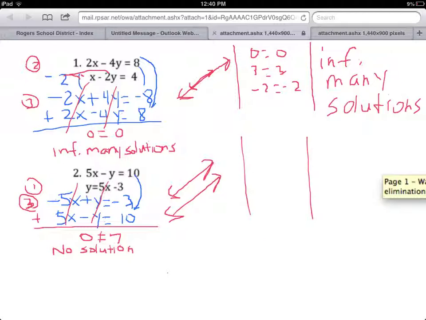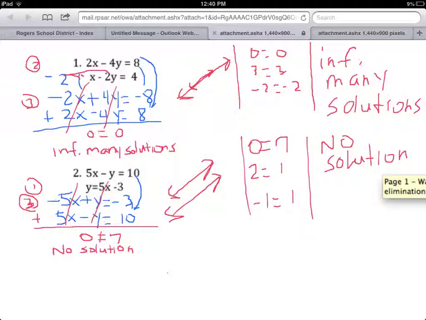Algebraically, if you eliminate both variables, it's going to look like 0 equals 7, 2 equals 1, -1 equals +1. They're never going to be true. And then you actually have to state no solution. And if you're going to put the reason, you would put because they're parallel lines and they share no points.